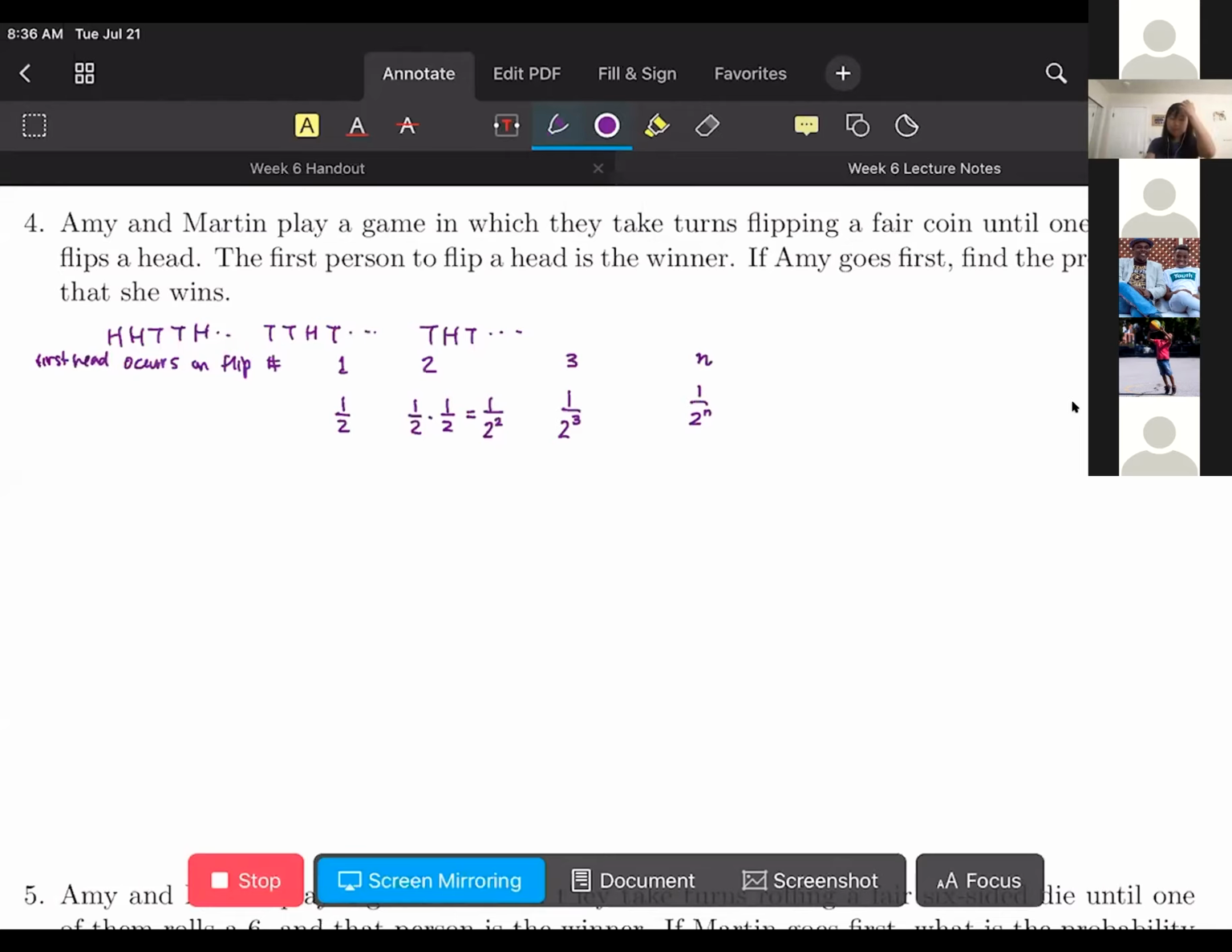And so let's map this kind of problem back to this game that Amy and Martin are playing. Since Amy goes first, she will win if the first head occurs on an odd number flip. So if the first head is on flip 1 or flip 3 or flip 5 or 7, then Amy will win. On the other hand, Martin will win if the first head occurs on an even numbered flip. So if it's the second flip or the fourth flip or the sixth flip. Does everyone see why that is?